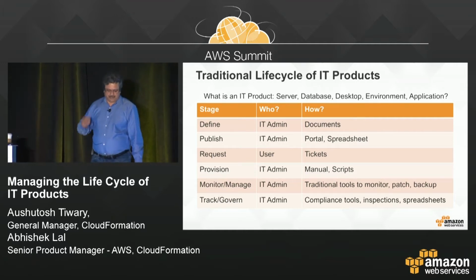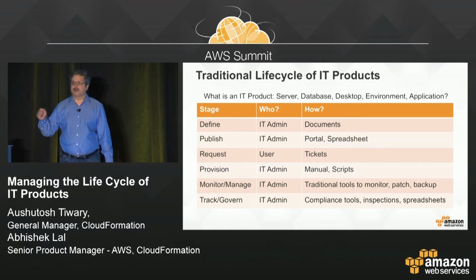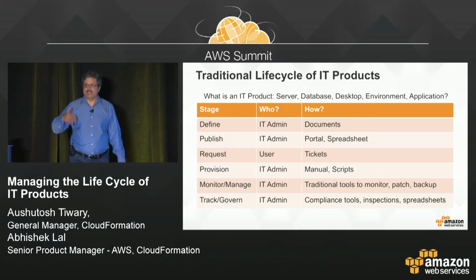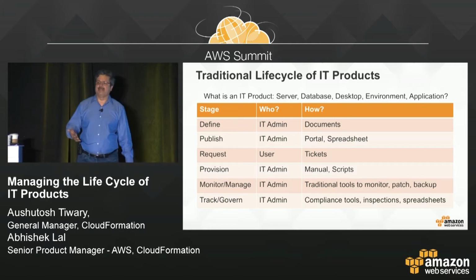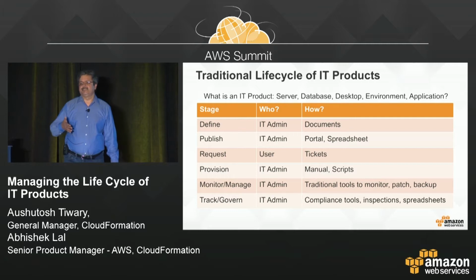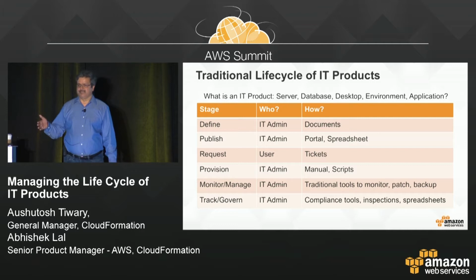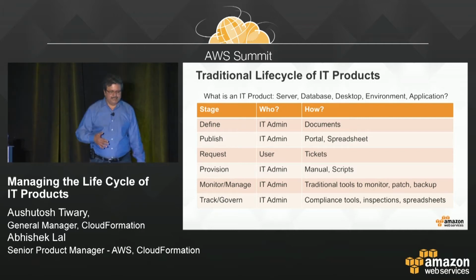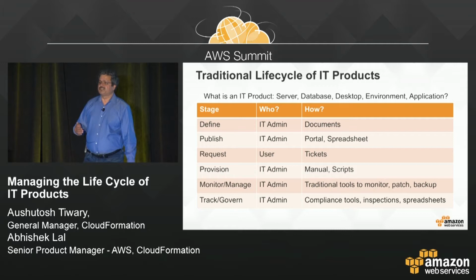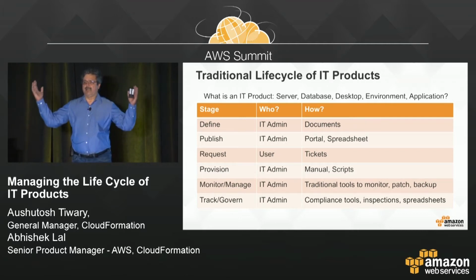At that point, the IT administrator then goes and provisions that product for the user. Usually, this is done either manually or through a combination of scripts. And then once it's provisioned, they're responsible for monitoring and managing these products using a set of tools. And then they make sure that these products that are launched comply with the organizational policies. These are the 6 key things that are done today. Unfortunately, most of these things are done manually today. And the interaction between the user and the IT administrator is usually in the form of tickets.